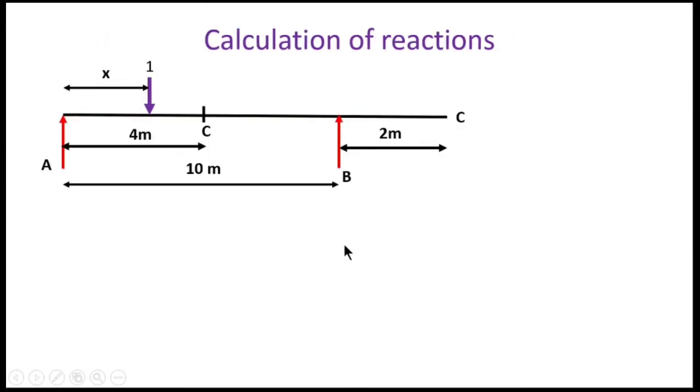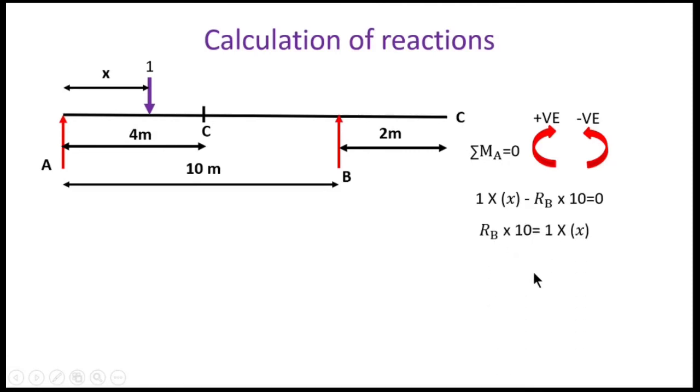So first we calculate the reactions. Apply the unit load at a distance x from the left support. Now calculate the reactions. Sigma MA is equal to 0, clockwise positive and anti-clockwise negative. So 1 into x is clockwise, a plus, and this reaction RB at B, RB into 10, is anti-clockwise, a minus. So 1 into x minus RB into 10 is equal to 0. RB into 10 is equal to 1 into x. RB is equal to x by 10.